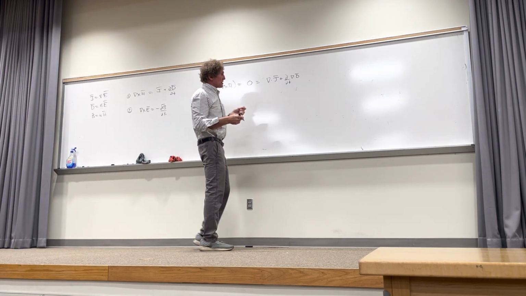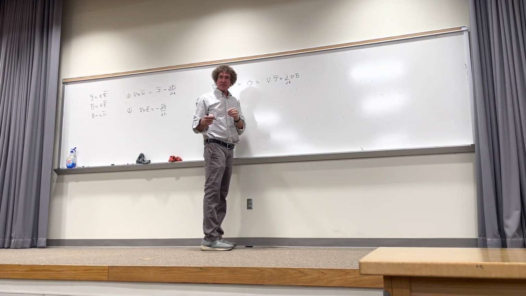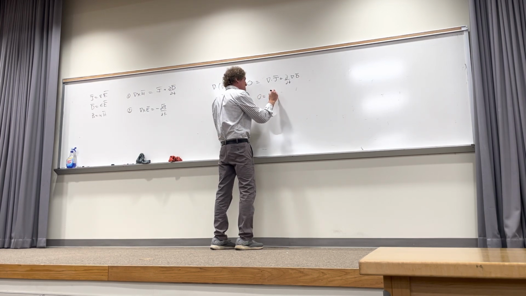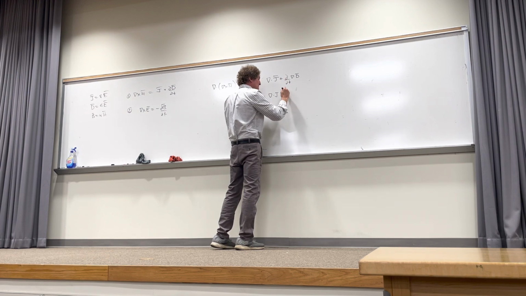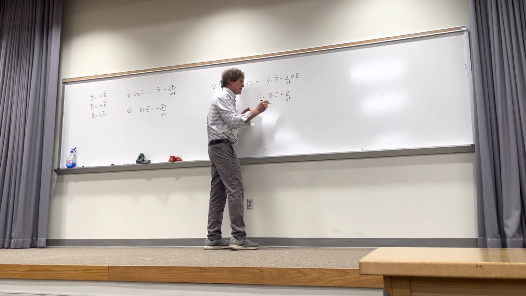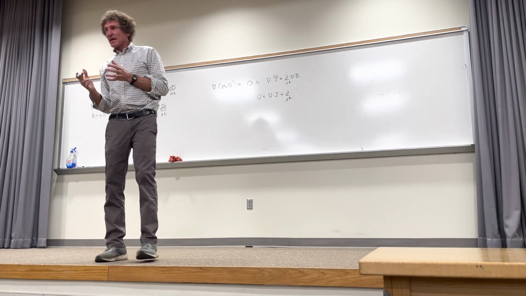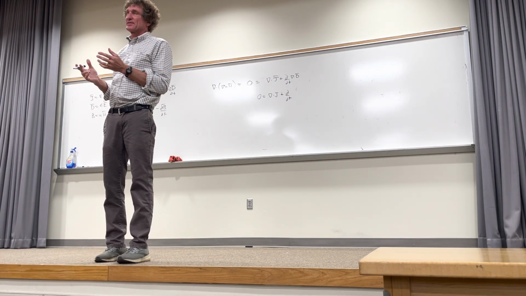So if I look here, the next thing I do is simplify this a little. I have that 0 is equal to divergence of J plus d/dt of divergence of D. What is the divergence of D equal to in terms of something observable?